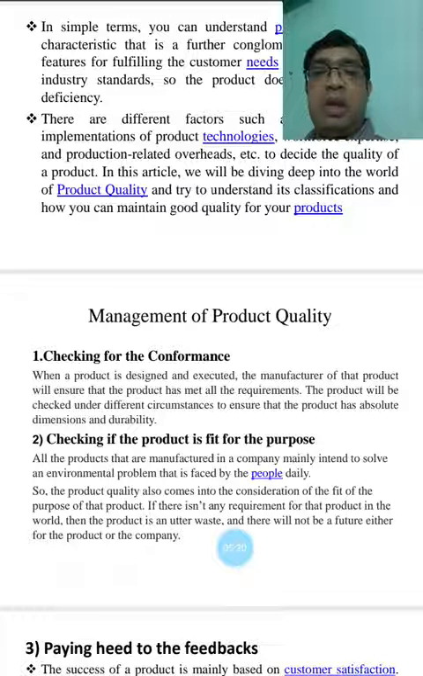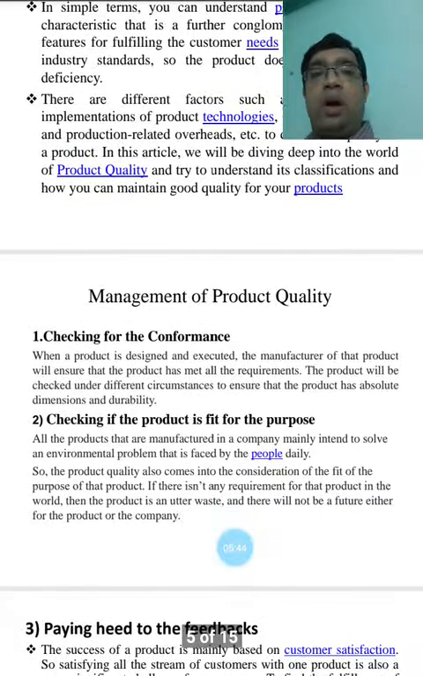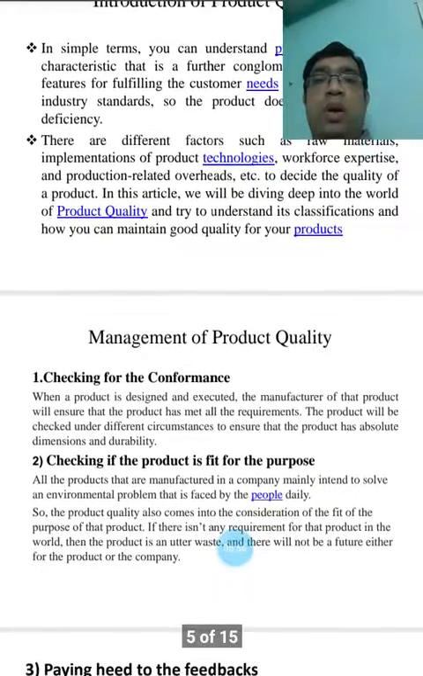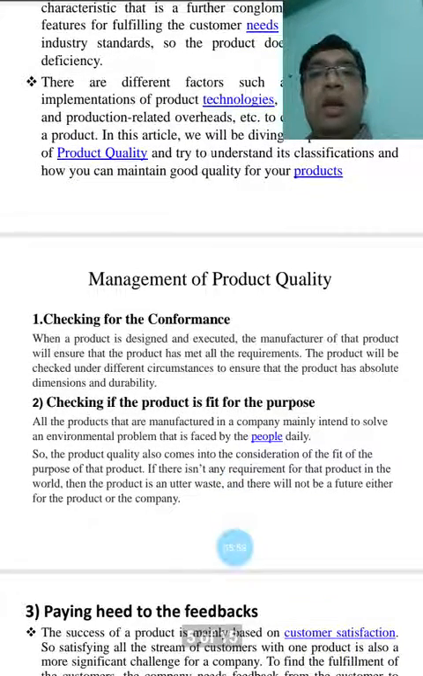In this article we will dive deep into the world of product quality and try to understand its classification and how you can maintain good quality for your product. Because in our world economy, in the production industry, if your product quality is very good, then you can survive in the production industry.